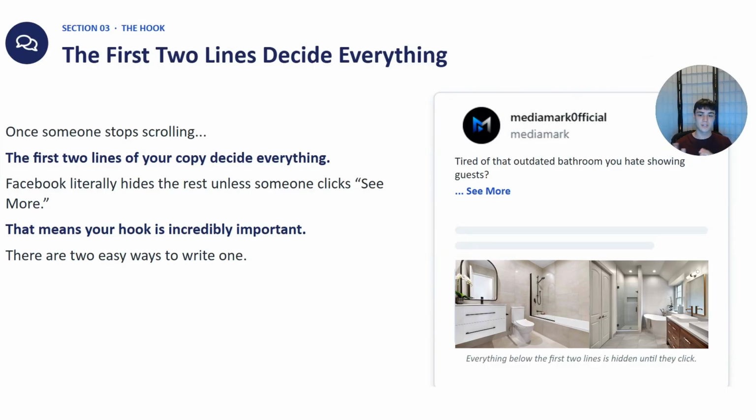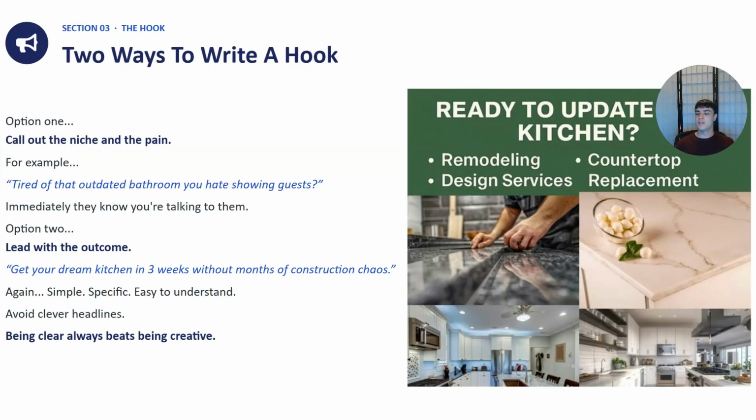There are 2 easy ways to write one. Option 1, call out the niche and the pain. For example, tired of that outdated bathroom you hate showing guests? Immediately they know you're talking to them. Option 2, lead with the outcome. Get your dream kitchen in 3 weeks without months of construction chaos. Again, simple, specific, easy to understand.